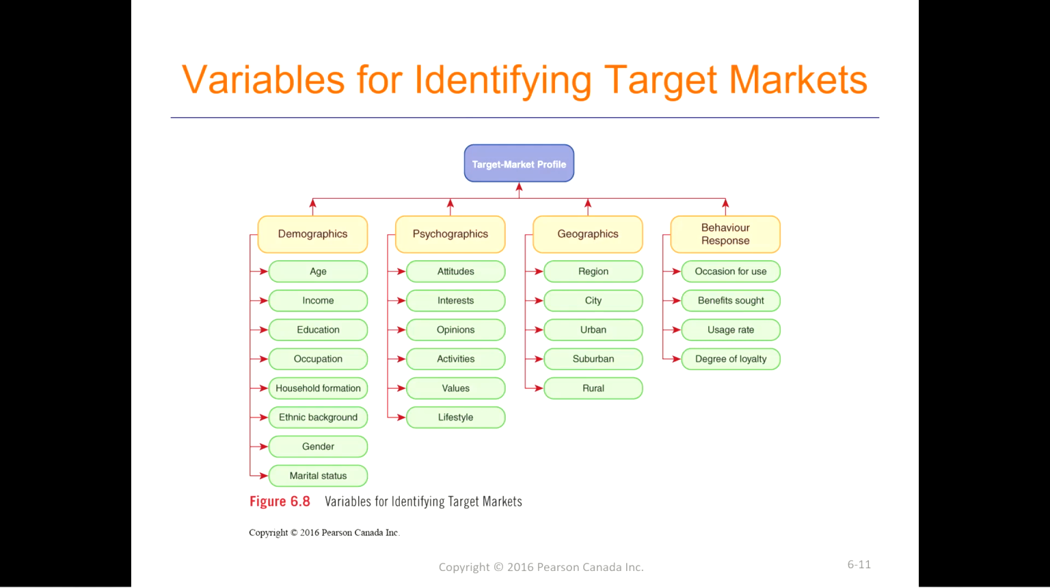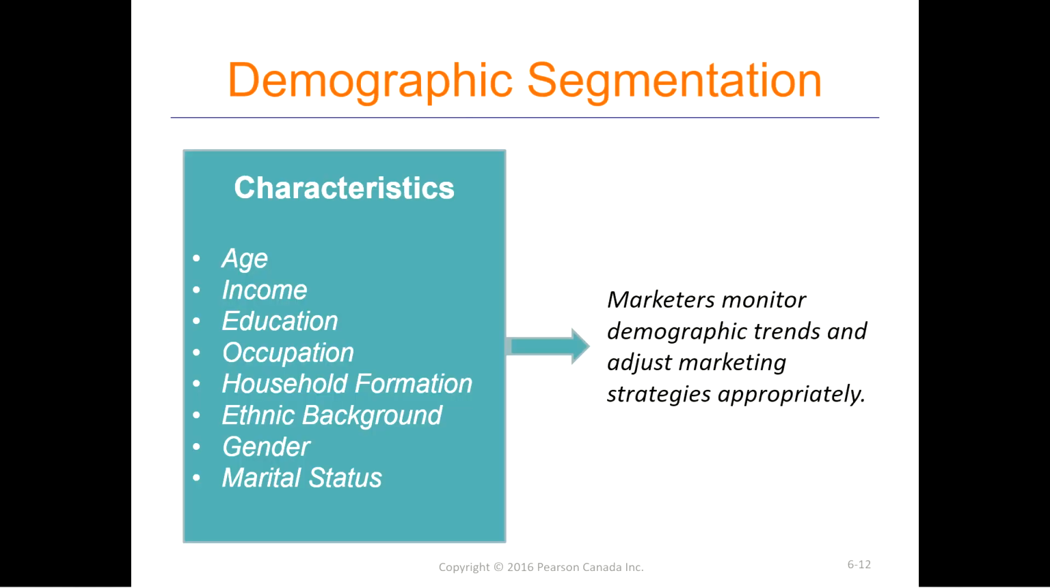So there are variables for identifying target markets, right? Demographics, psychographics, geographics, and behavior response, right? So this describes the ideal customer around which the market strategy will be devised and delivered. If you look at demographic segmentation, defined as a division of a large market into smaller segments on the basis of a combination of age all the way down to marital status. Right? So marketers analyze demographic characteristics, and what comes out of it is a profile embracing those characteristics judged to be relevant for the purpose of developing a marketing strategy.